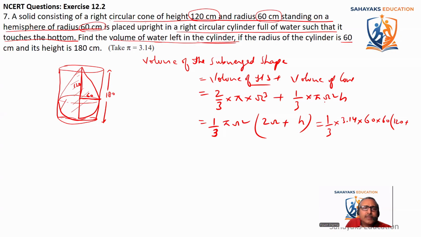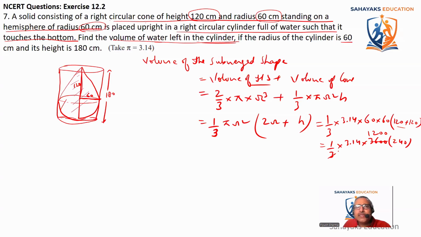Height of it is 120 centimeter. So it comes as 120 plus 120 is 240. That is 1 by 3. Or we can cut it: 1 by 3 into 3.14 into 60 into 60 is 3600 into 240. Okay, we can cut 3. 12 3 is 1200. So this will be too much of cent.